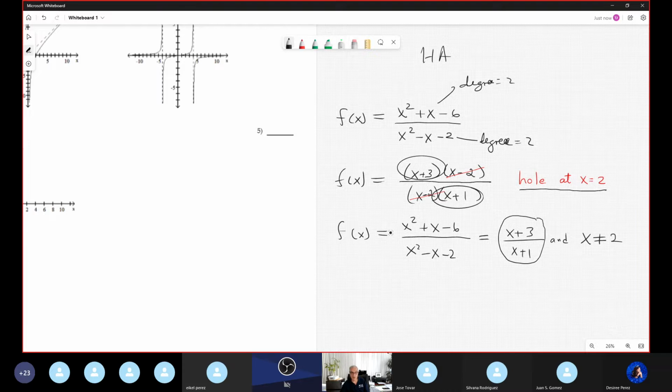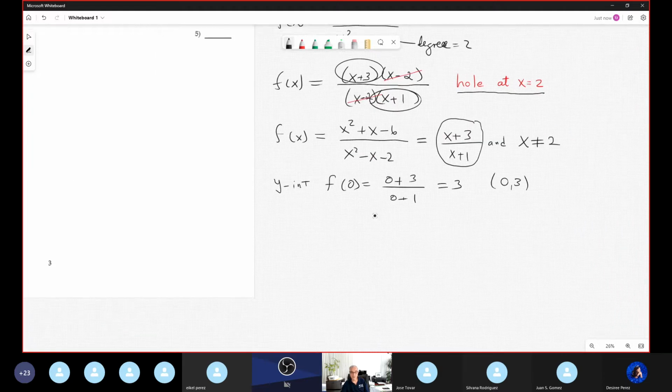Now, what should I do? Well, okay. Y intercept, as always. Y intercept is evaluating the function at 0. But do you use the original or the new one? Well, we can use both if you want, but I prefer the new one, it's easier. And you can do it at any value except at 2, that's the bad guy. But at 0 it's 0 plus 3 divided by 0 plus 1, which is 3. And the point is 0, 3. This is the y-intercept.